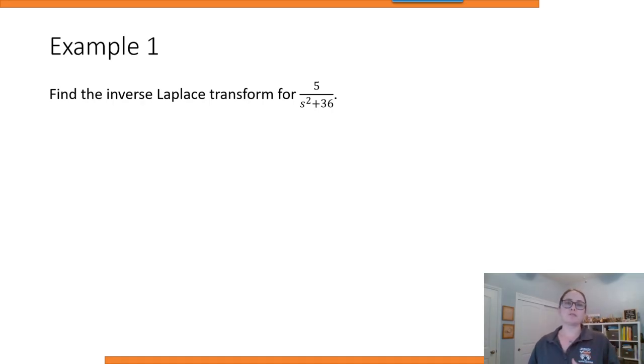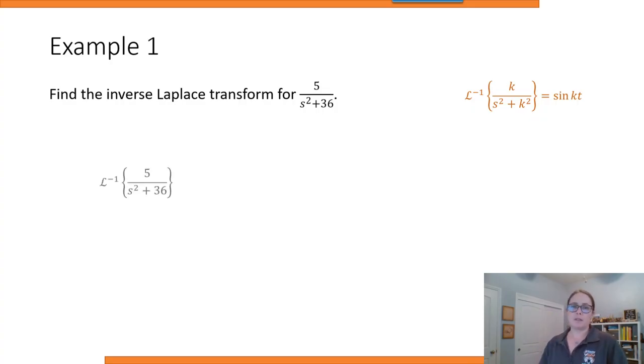I want to find the inverse Laplace transform for 5 over s squared plus 36. So I look at my table for a Laplace transform that looks similar to this. The one that looks most similar is for sine of kt. If I take the inverse Laplace of k over s squared plus k squared, that will give me the sine of kt.